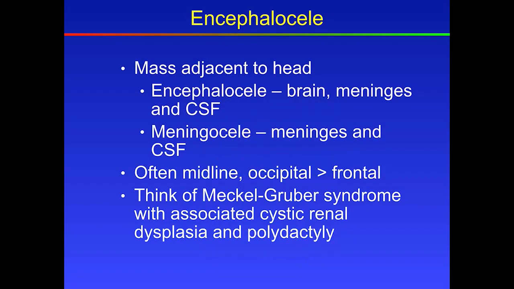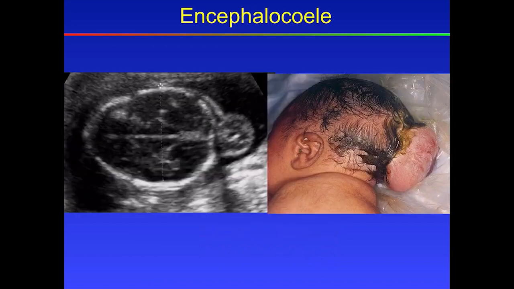Encephaloceles are masses that are adjacent to the head. The encephalocele has brain and meninges in it, whereas the meningocele just has the meninges and CSF in it. These are often midline. They're more commonly occipital than frontal, but our Southeast Asian population has them more often frontal. And anytime you see an encephalocele, you want to think about Meckel-Gruber syndrome, which is associated with cystic renal dysplasia and polydactyly. So here's an encephalocele where you can see the mass coming off the head posteriorly and that there is brain tissue within it. And so this is a fairly large encephalocele.